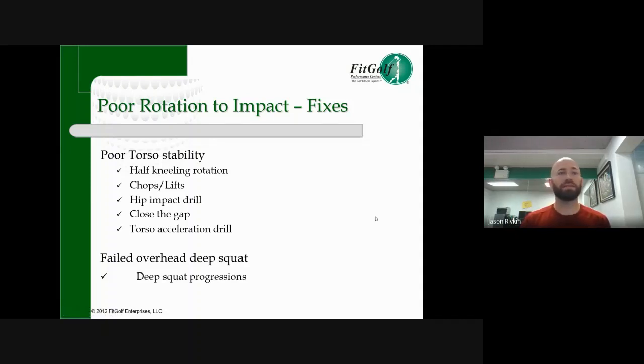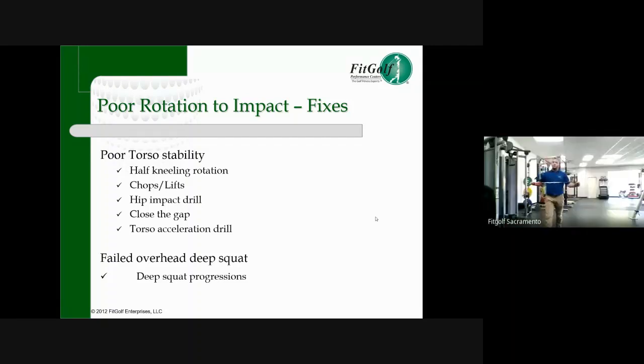Continuing with fixes. Greg, why don't we do quickly a half kneeling chop? This is one of my favorite exercises to improve stability of the upper body, to then in turn improve rotation of the lower body. Yeah, absolutely. So this is also an exercise that I see done a lot, but I also see it done incorrectly a lot.